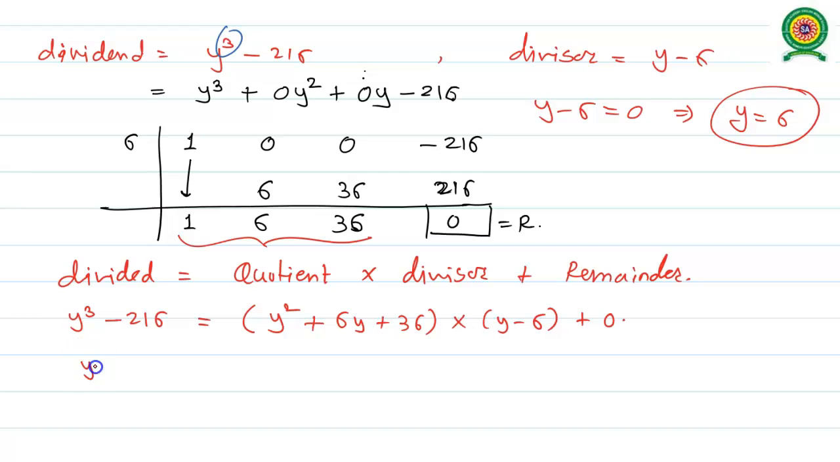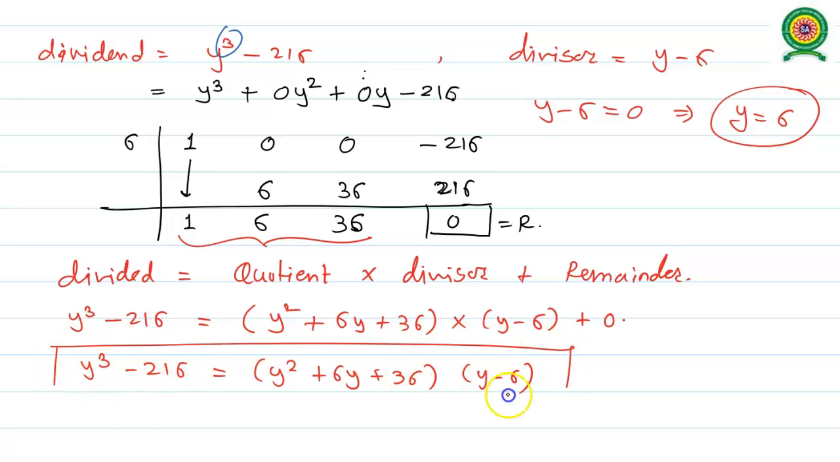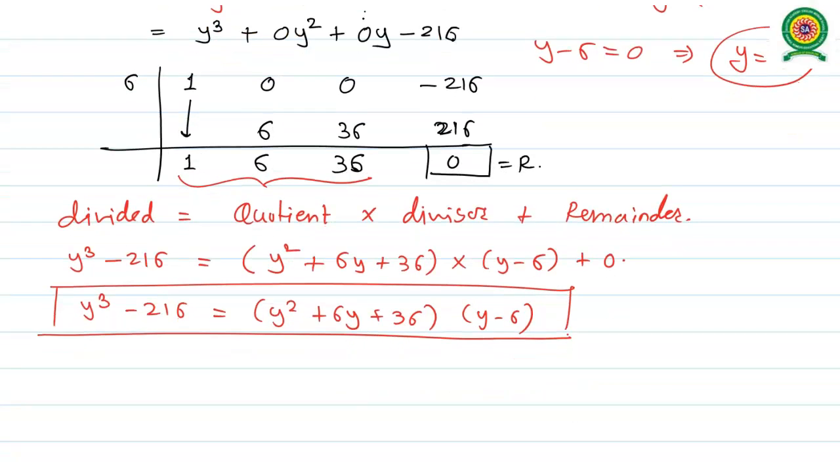0 plus anything becomes the same thing, so by Euler's formulation we have y cube minus 216 equals y square plus 6y plus 36 into y minus 6. Once we use the distributive law over the RHS, we definitely get our LHS, y cube minus 216. So this is as per the synthetic division. Now look once towards the linear method. We have the linear method in this form.